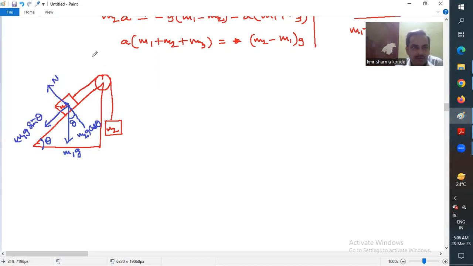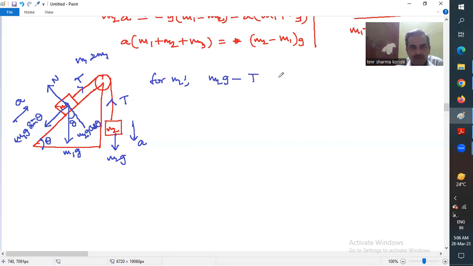Now suppose M2 is greater than M1. What you can expect is that M2 moves down with acceleration A and M1 will go up with acceleration. So tension favors the motion of M1, whereas tension opposes the motion of M2. So for M2 first, its weight M2G acts vertically downwards. Its weight is the reason for its motion, opposed by tension, is equal to M2A.